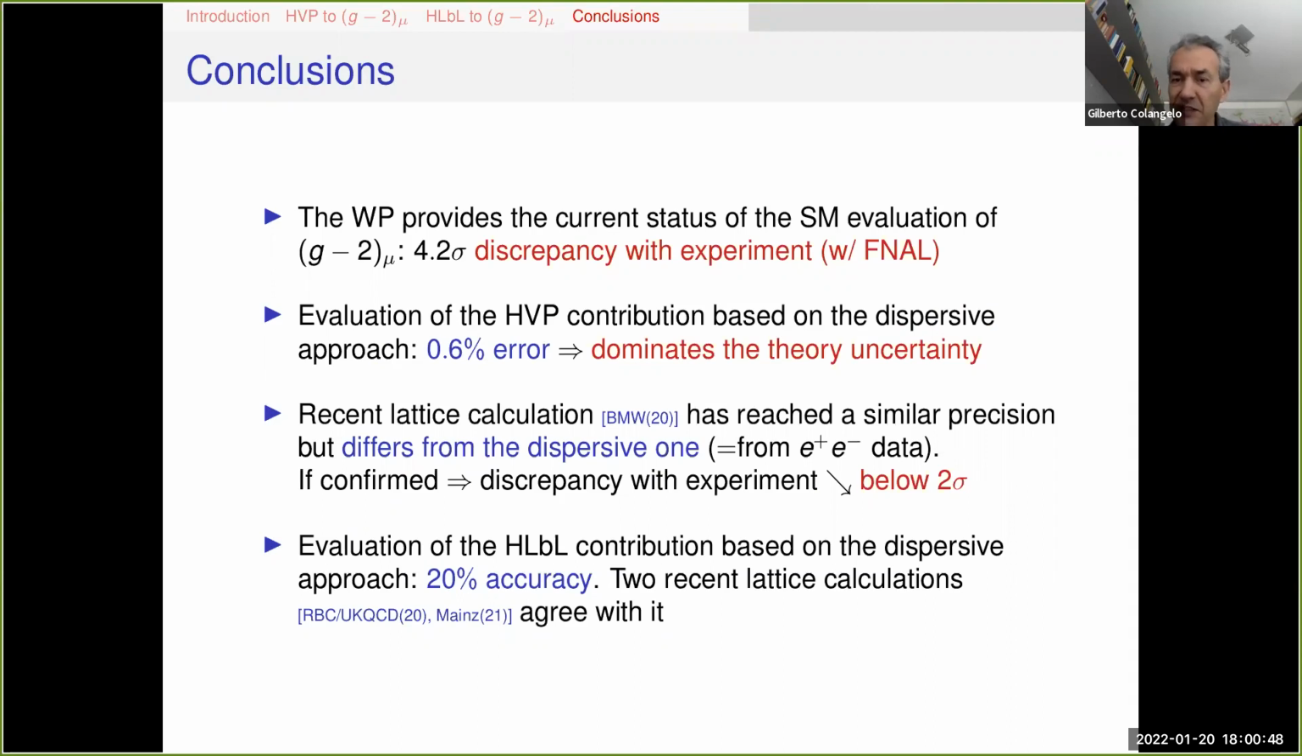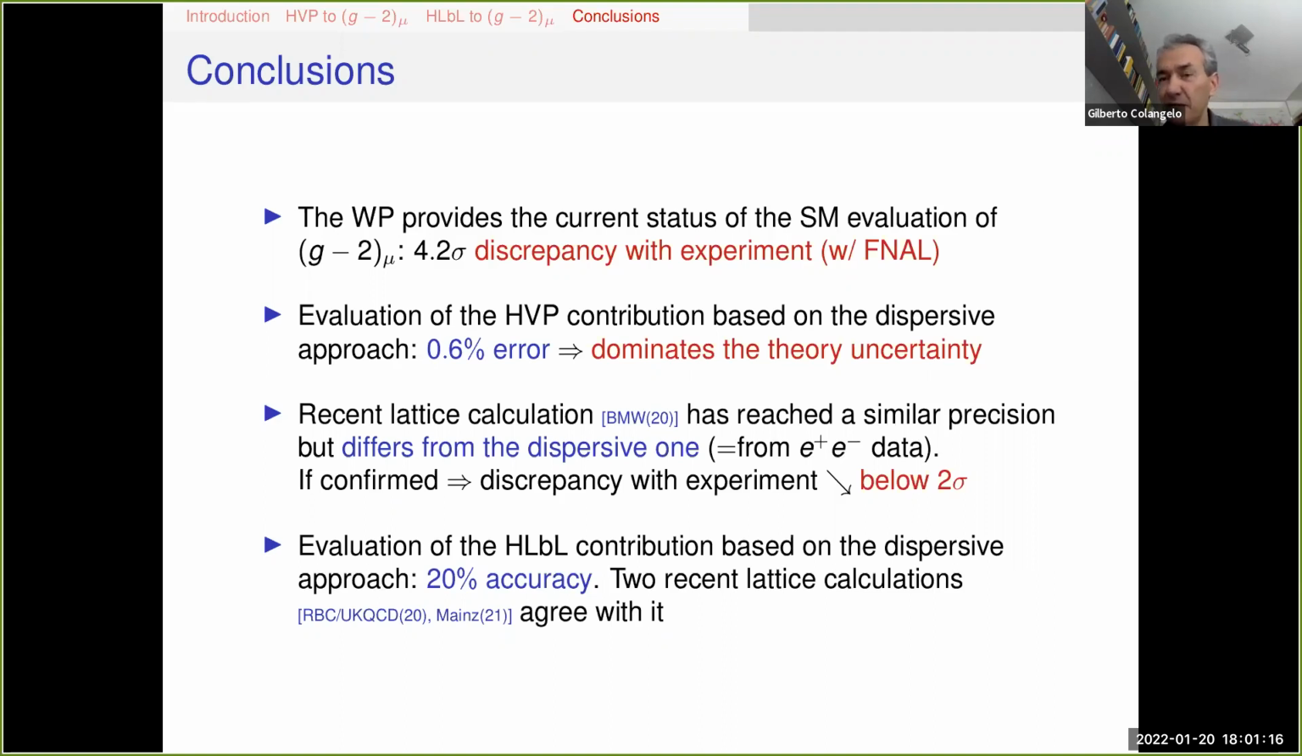The evaluation of the hadronic vacuum polarization contribution, the data-driven one, has reached a 0.6% error. And this is now the largest source of the theory uncertainty. The BMW calculation has, for the first time, obtained the result from the lattice with a similar precision. And unfortunately, this differs from the dispersive one.